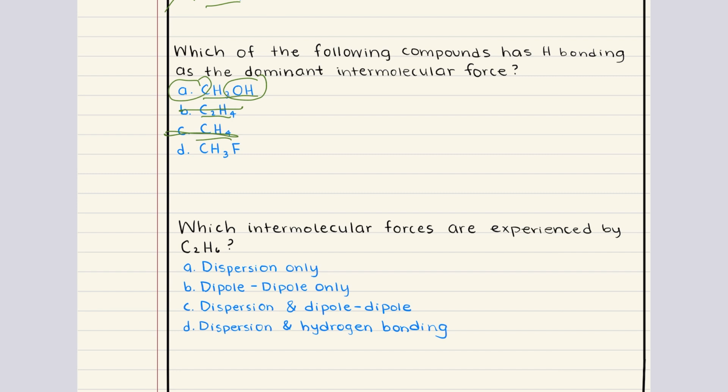And then finally here we have fluoromethane. This is a polar molecule, but the fluorine is not attached to any of the hydrogens. This molecule has a central carbon that's bonded to 3 hydrogens and then a fluorine atom. The fluorine is not directly bonded to any of the hydrogens. Therefore, it only experiences dipole-dipole interactions, but no hydrogen bonding. So it's also not the correct answer. Our final answer here is A. Methanol is the only molecule in this set that exhibits hydrogen bonding.